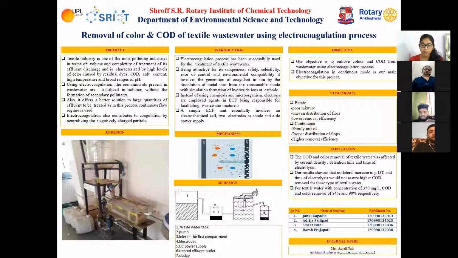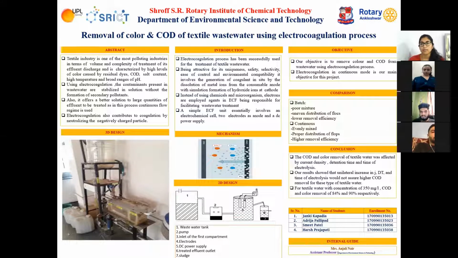Electrocoagulation also contributes to coagulation by neutralizing the negatively charged particles. Now, the proposed solution we offer is to investigate the influence of operating parameters on COD and color removals from a simulated textile effluent using electrocoagulation with metals such as aluminum or iron in continuous mode. Further will be continued by Smith.